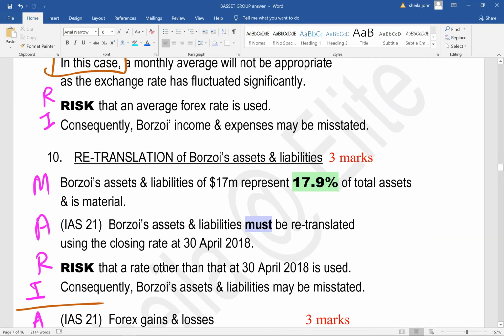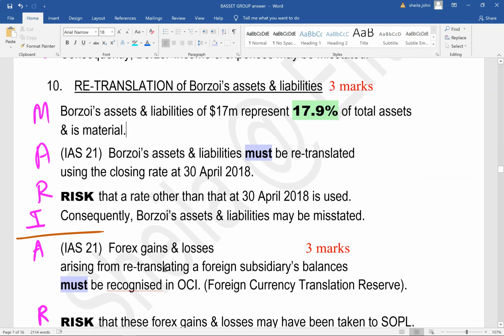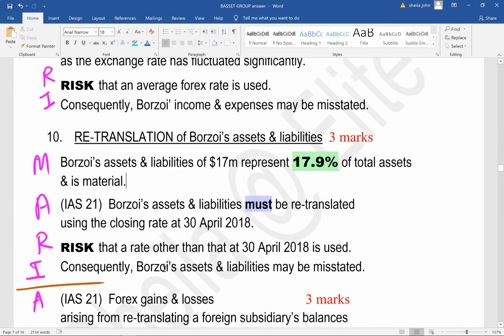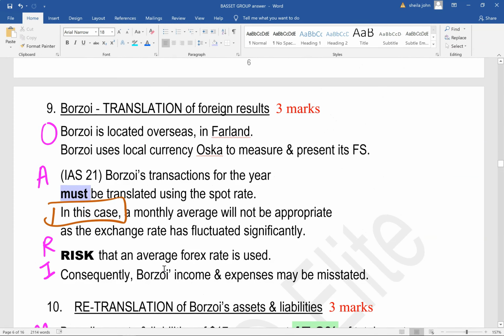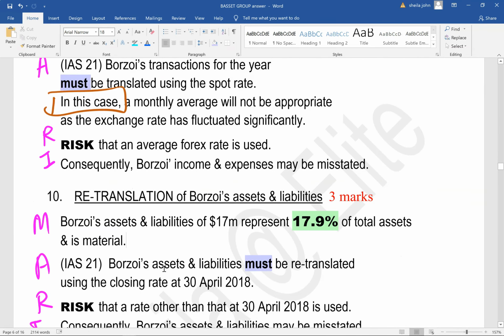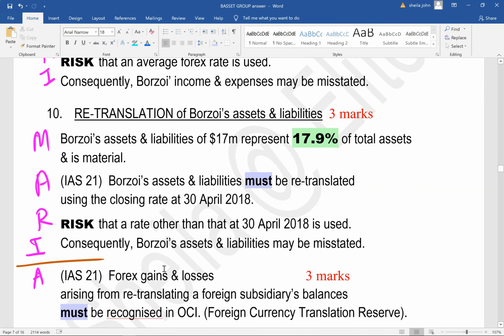Okay, now since we've got the results, let's move on to the assets and the liabilities. Now here, we don't have to put down the story again. Okay, the story here is Borzoi is located overseas. And since it's related, I'm not going to repeat the story. It's going to go straight to the materiality here. We've got assets and liabilities, and we have got the percentage here, and it is material.